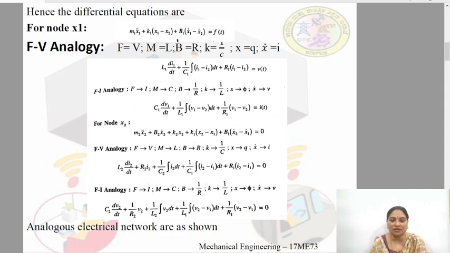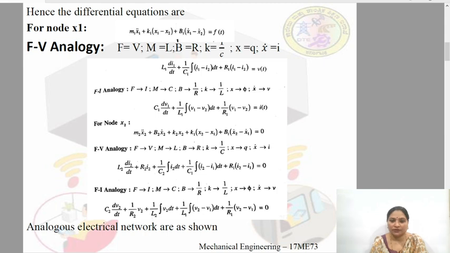Similarly, the terminologies to be replaced in force current analogy are: force should be replaced with current I, mass with capacitance C, damper with the reciprocal of the resistance, K with the reciprocal of inductance L, X is to be replaced by phi, and X dot is to be replaced with V. So therefore we have C1 dV1 by dt plus 1 by L1 integration of V1 minus V2 of dt plus 1 by R1 into V1 minus V2 is equal to I of t.